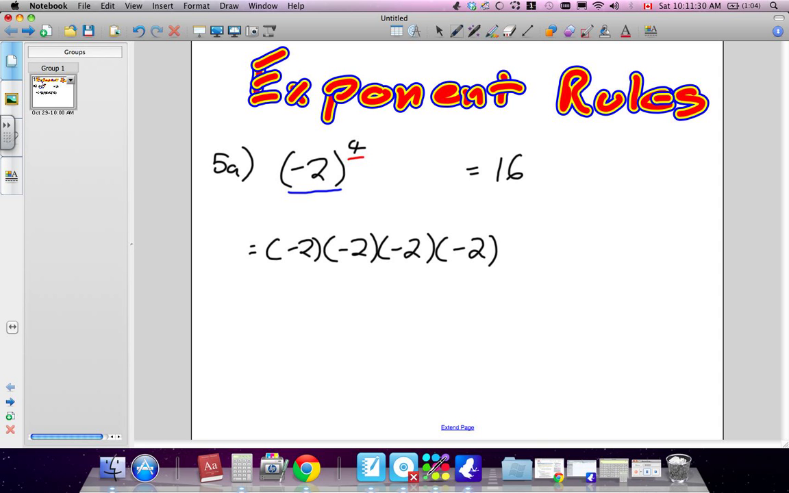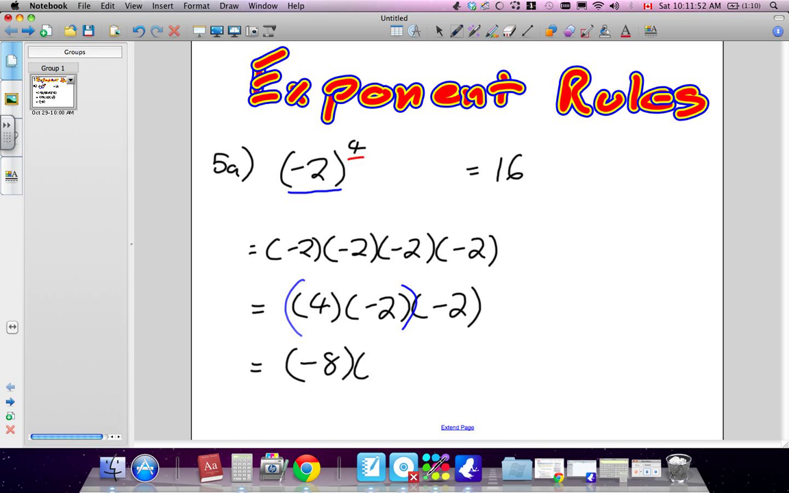What is negative 2 times negative 2? Positive 4, right? Because it's a negative times a negative. So now I have positive 4 times negative 2 times negative 2. Solve it as a pair again. What's 4 times negative 2? Negative 8. We still have times negative 2. And what is negative 8 times negative 2? 16. So we ended up with a positive number, we were right.